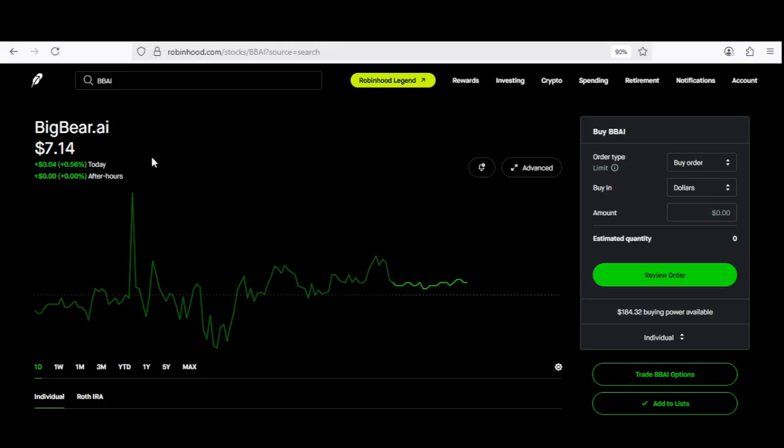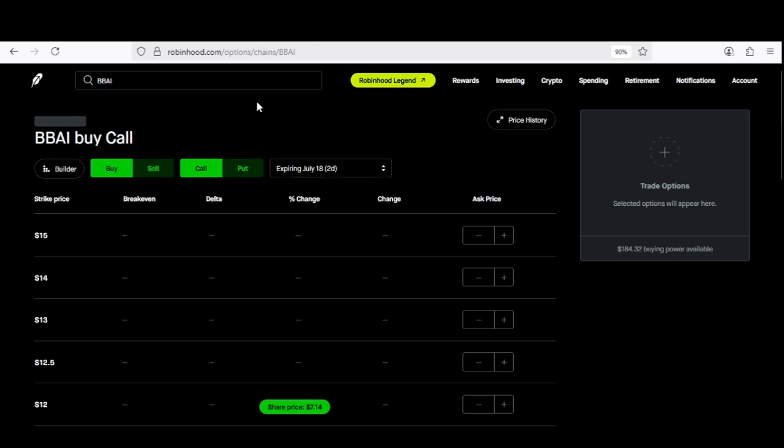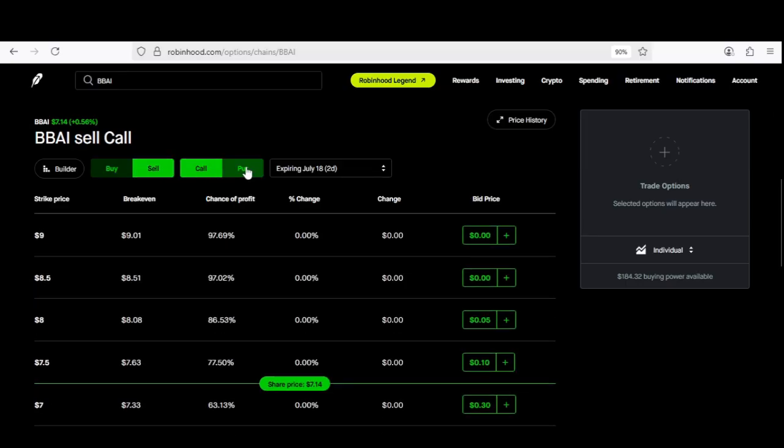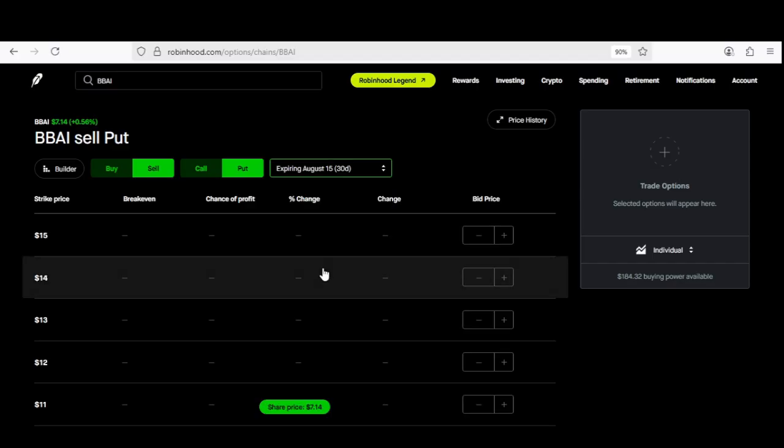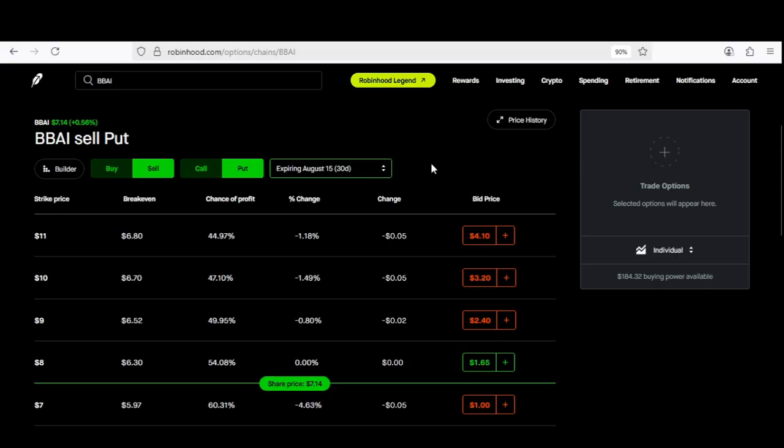So Big Bear AI it is. We're going to trade Big Bear AI down here and open up the option chain once again. I'm going to sell a put. Let's choose the expiration date of August 15th, which gives us 30 days to expiration. Once again, feel free to use the previous date, which is August 8th, or August 15th. They both work out fine.